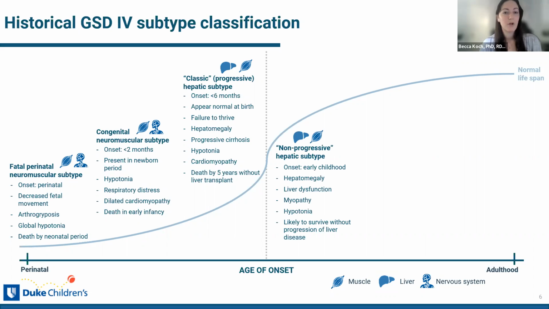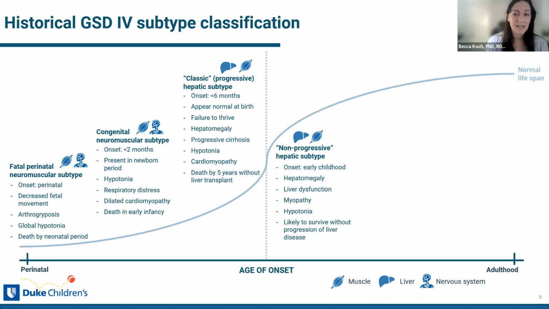There's also a form called the non-progressive hepatic subtype. This has onset in early childhood with hepatomegaly, liver dysfunction. There could be myopathy or hypotonia, and the patients are likely to survive without progression of liver disease. Now, I will say, caveat, this one is much less documented. We're still learning much more about these patients. But this is how we classify them so far.